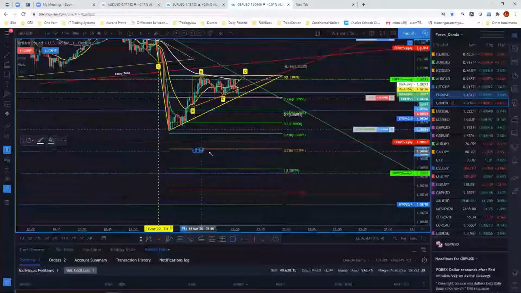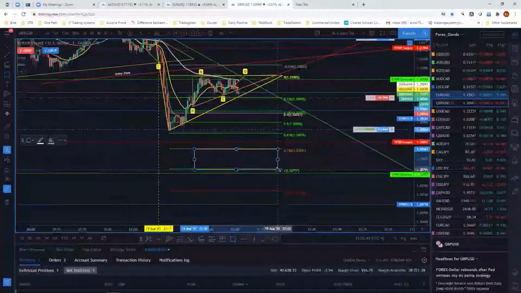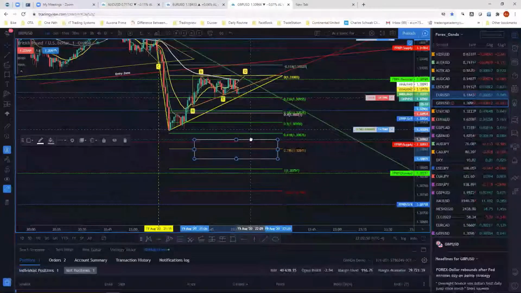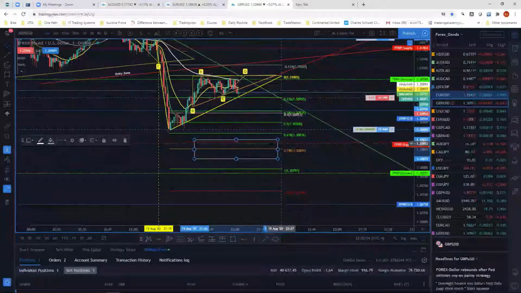And usually what I'll do is I'll draw a box from here to here. And I'll move it halfway up. And then this would be a target area for the down move.